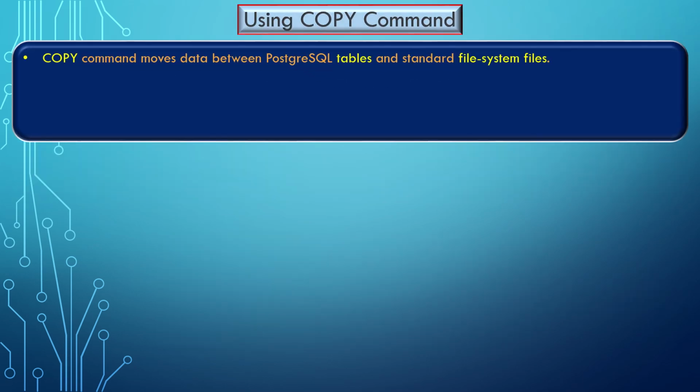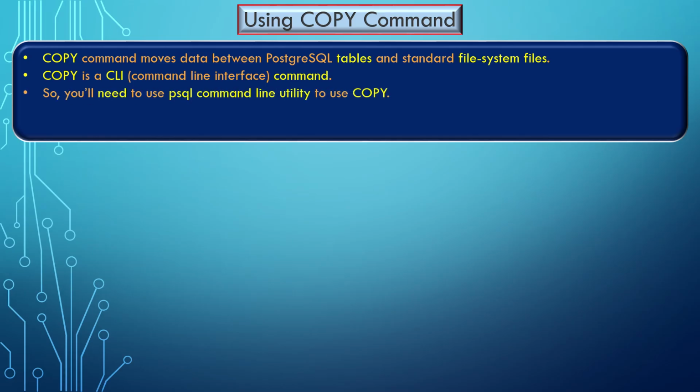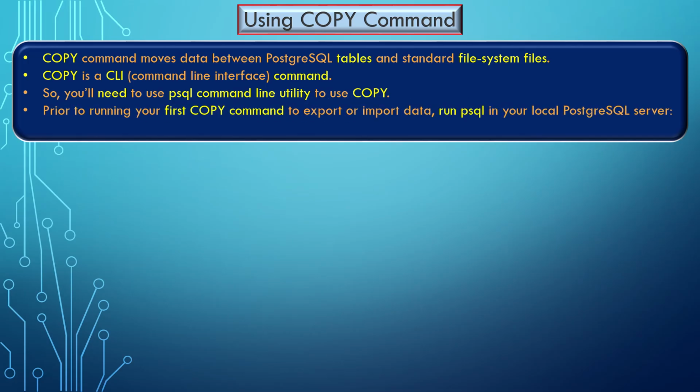The copy command moves data between PostgreSQL tables and standard file system files. The copy command is a CLI, or command line interface command. So you'll need to use the psql command line utility in order to use the copy command. Prior to running your first copy command, to export or import data, run psql command in your local PostgreSQL server. The syntax for psql is shown here.